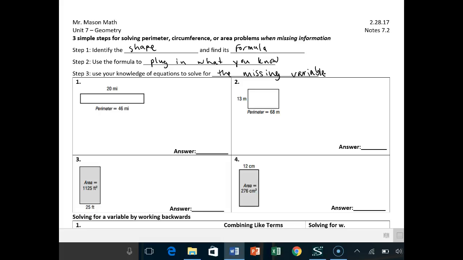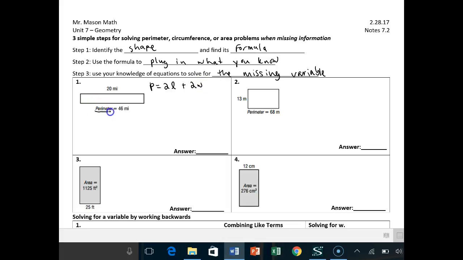So here we have a rectangle, obviously, and we're given the perimeter, so we'll use the perimeter formula for a rectangle. P is equal to 2L plus 2W. That's the perimeter formula of a rectangle. So now we plug in what we know.